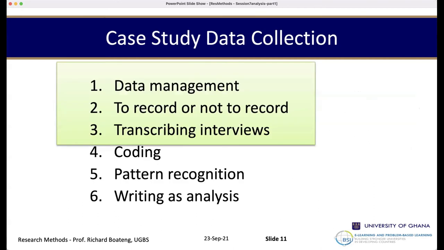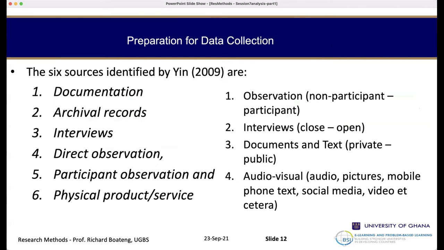Then, data collection captures the first three steps: manage your data, record or not to record, and then transcribe your interview. So let's look at what goes into it. There are different forms of data. The common four are observation, interviews, documents and text, and audiovisual. So one question you should ask yourself is, in what format is the data reaching me? Or what format of data am I also generating for my study? And how best can I use that in my work?